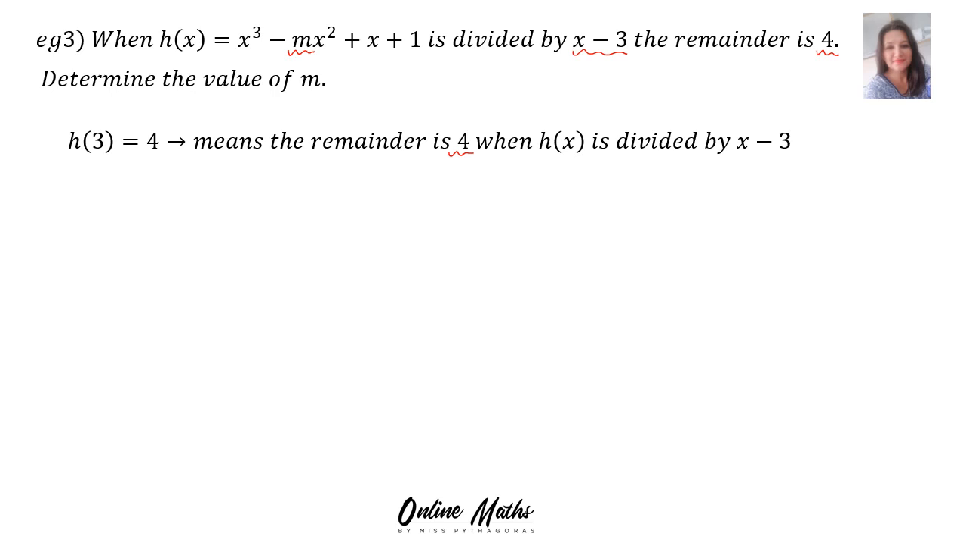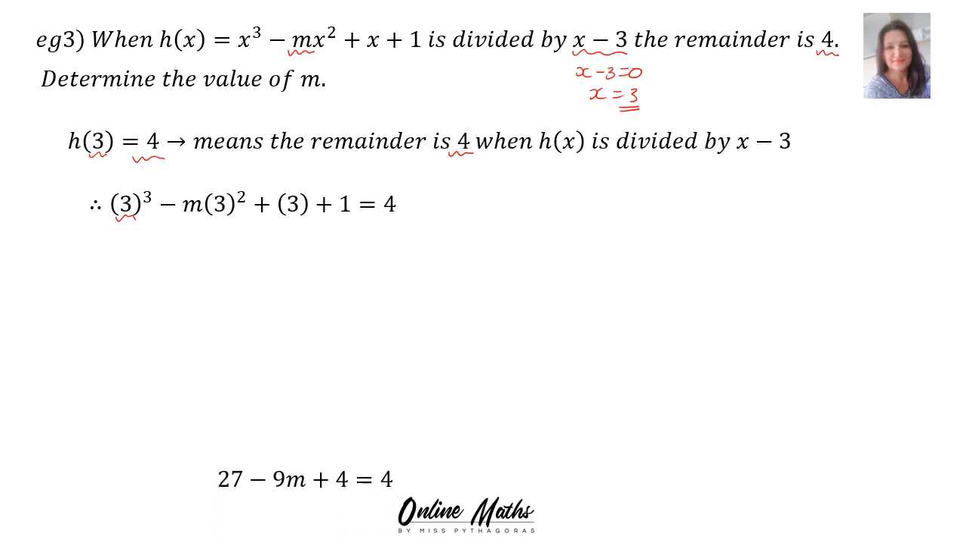So all of this means you will take h. In x's place, you will substitute 3, positive 3, because you will say x minus 3 is 0, x is equal to 3. And then this part of the sum, you will equate h of x to 4, the remainder. Therefore, into h, in x's place, everywhere where you see an x, you will substitute 3. 3 to the 3 minus m times 3 squared plus 3 plus 1 is equal to 4.